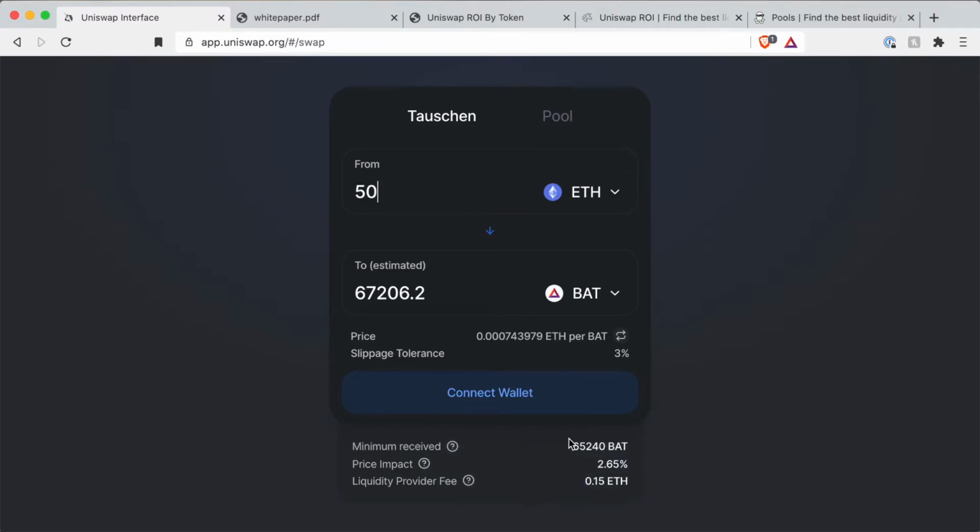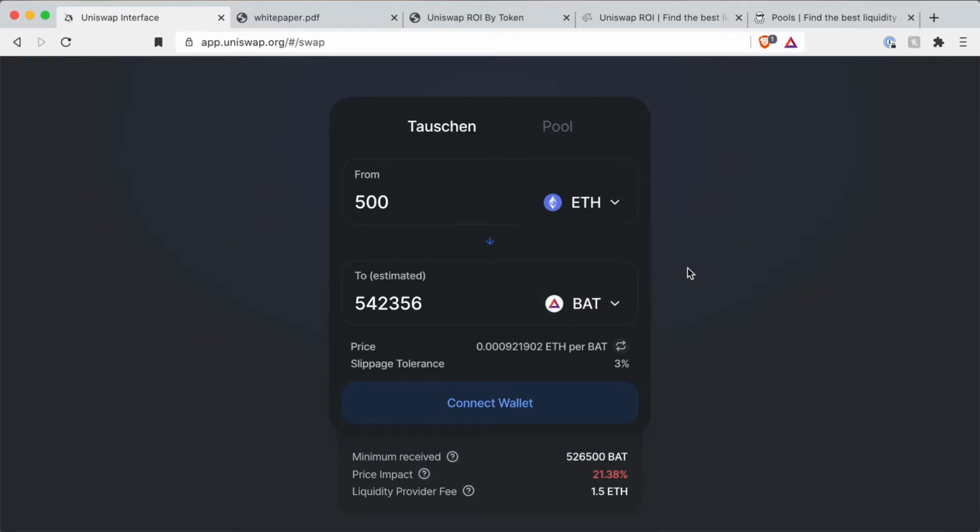So the minimum received, even though here is a different amount, is 65,000. This amount is calculated with the slippage basically influenced by this trade. So the bigger my trade is, the more I influence the price on Uniswap. If I increase it even more, let's say 500 Ethereum, I really have a big impact on the price, and this would be well out of my limits of 3%, so this trade wouldn't happen.